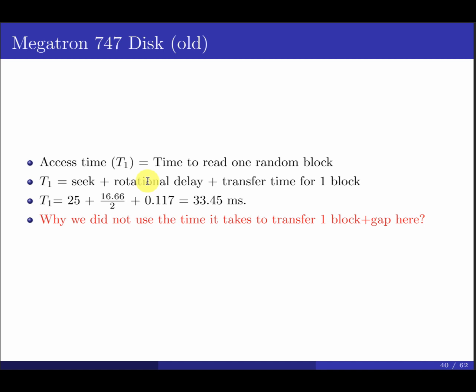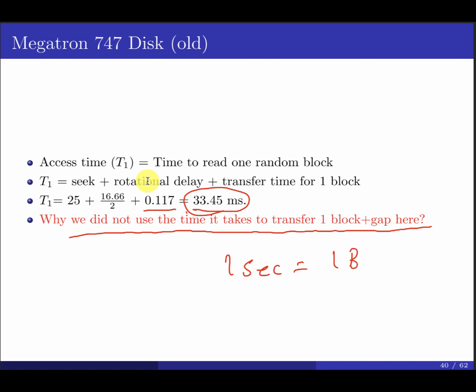fetch, or let's say, give me a second here. In order to transfer one block without gap, because the block here equals 1 sector. Okay? Add these numbers, we get 33.45 milliseconds. Okay? And the question here: why do we need to use the time it takes to transfer one block plus gap here? Why didn't we use this one? Because we said 1 sector is equal to 1 block.